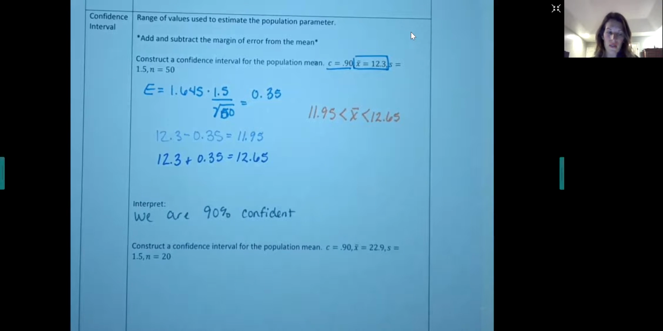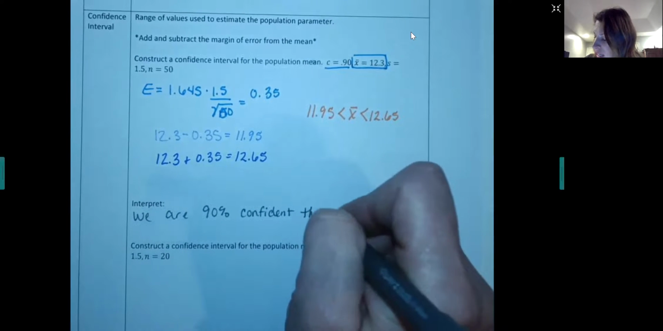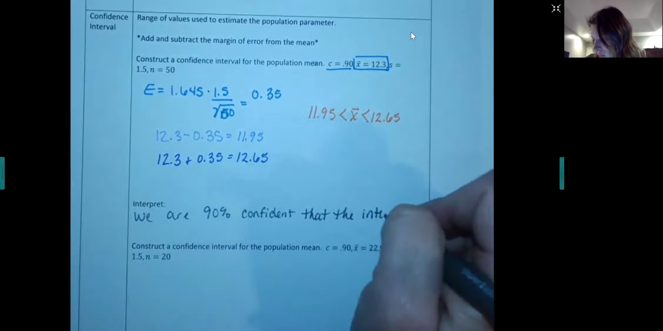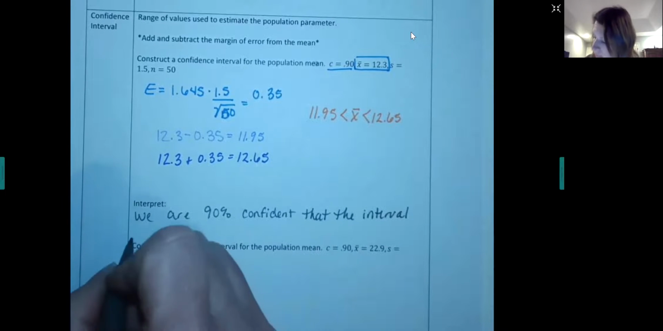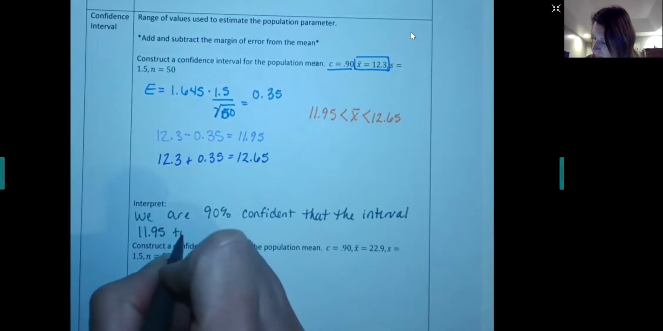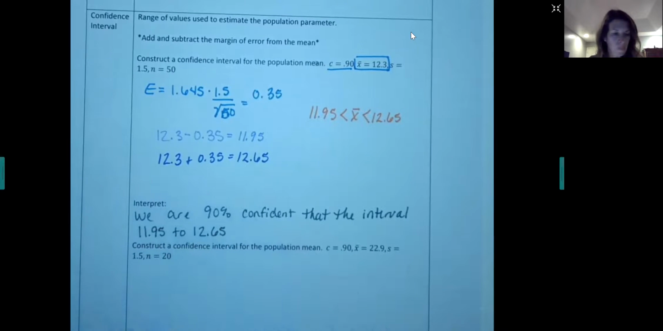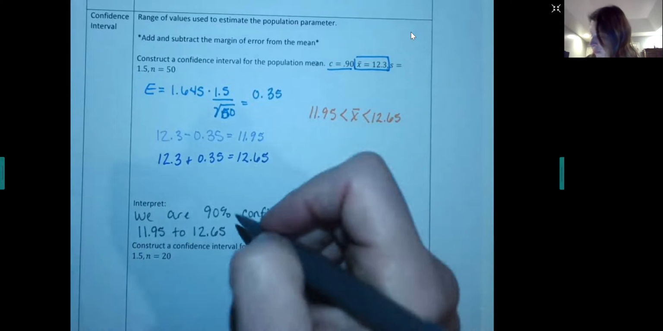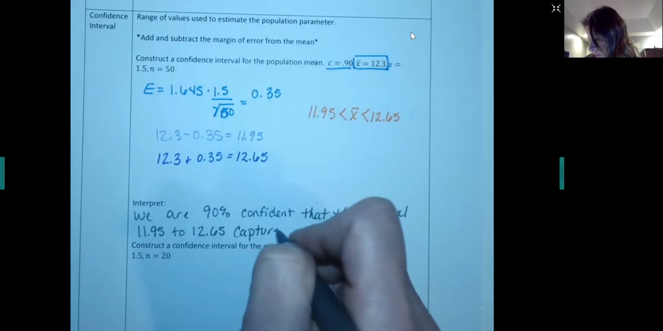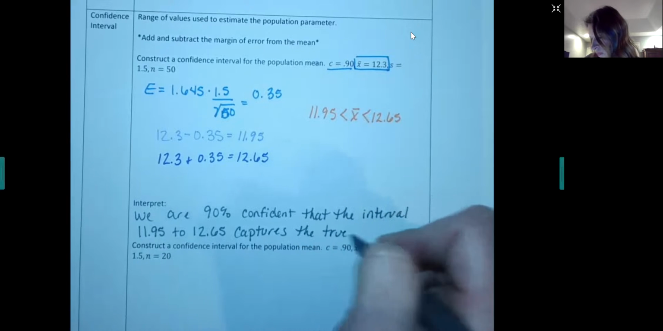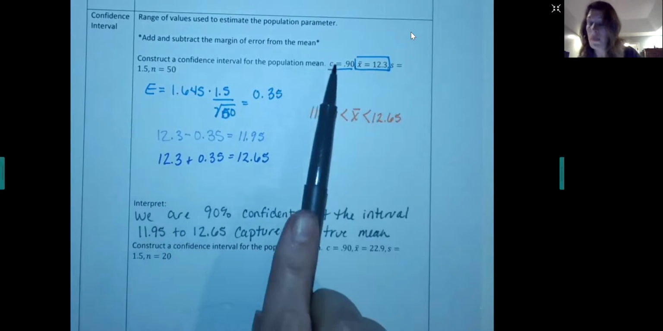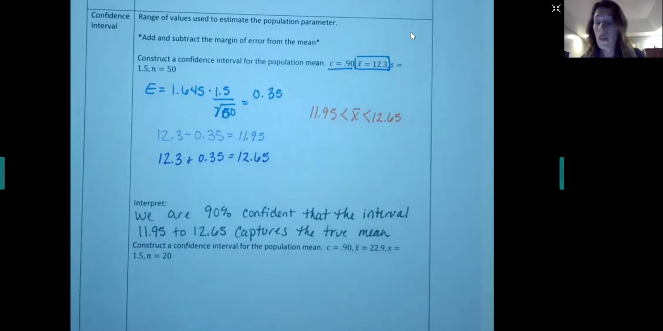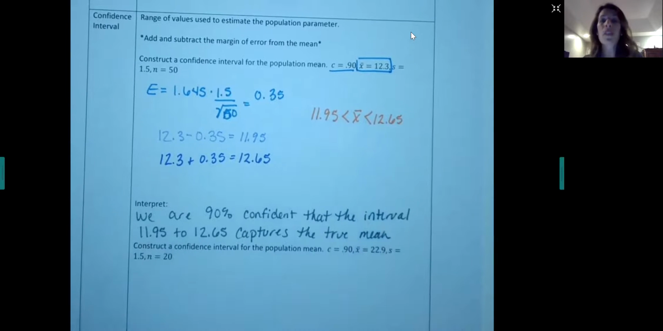We are 90% confident that this interval, 11.95 to 12.65, captures the true mean. So we are 90% confident because of our confidence level that the true mean is somewhere between those numbers because of our margin of error.